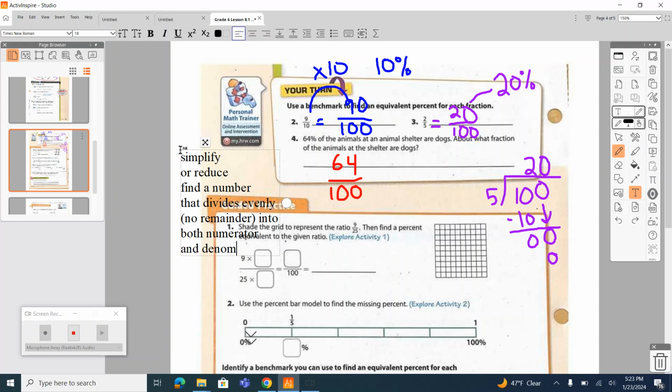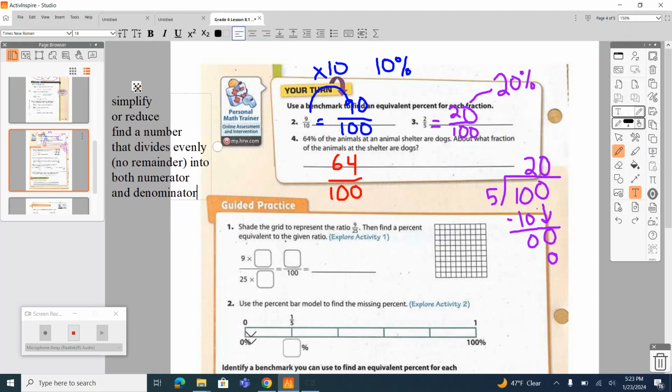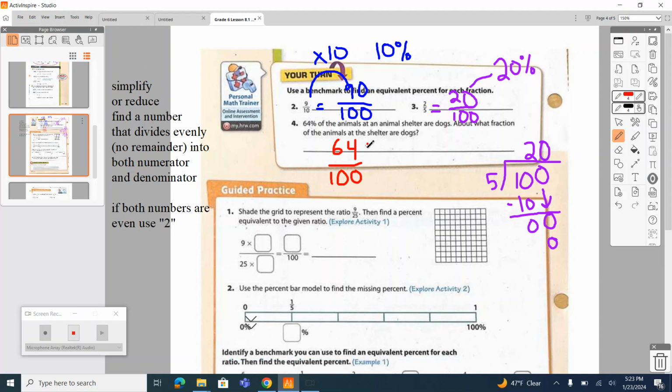So in math, we have a weird vocabulary sometimes. We want to make sure we understand that. So we're going to simplify or reduce, meaning we're going to find a number that divides evenly, has no remainder, into both the numerator and the denominator. And I'm going to tell you, if you're not sure what to do, if both numbers are even, use the number 2. Okay? So let's start with that. So we're going to divide the top by 2 and the bottom by 2.